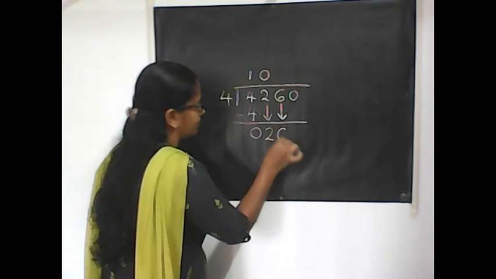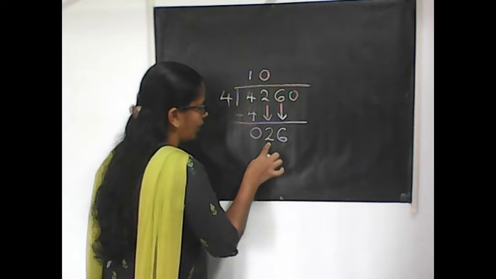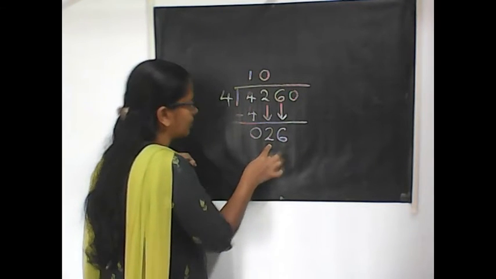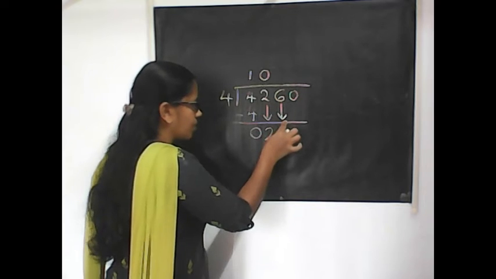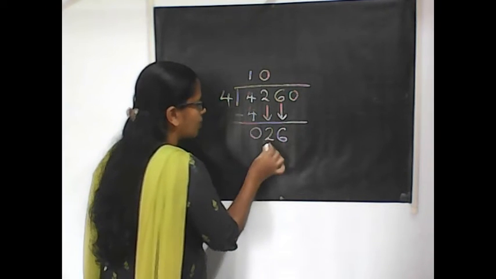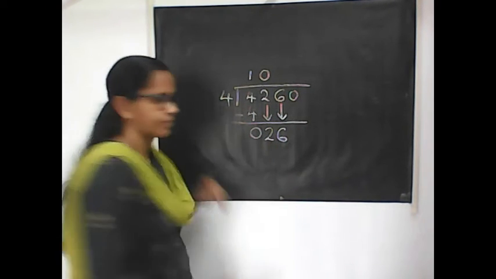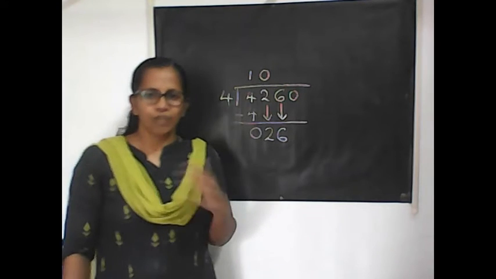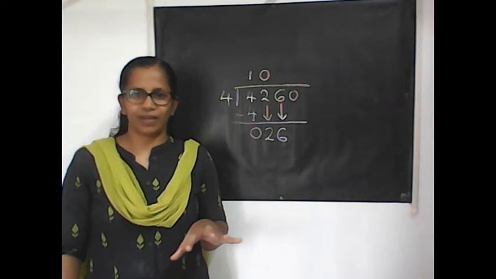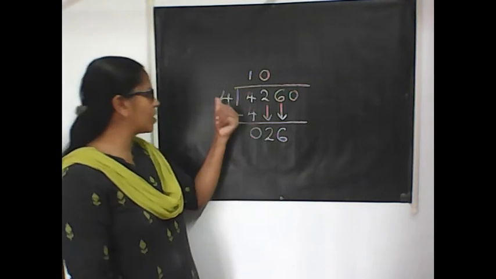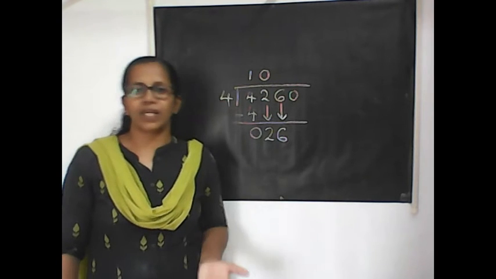Write 6. Put one arrow. You checked whether it is possible; if not possible, put 0. Bring down the next number, just putting an arrow like this. So, the number became 26. Okay. Now, I have 26 toffees with me. I am going to take 4 at a time. How many times can I take it?